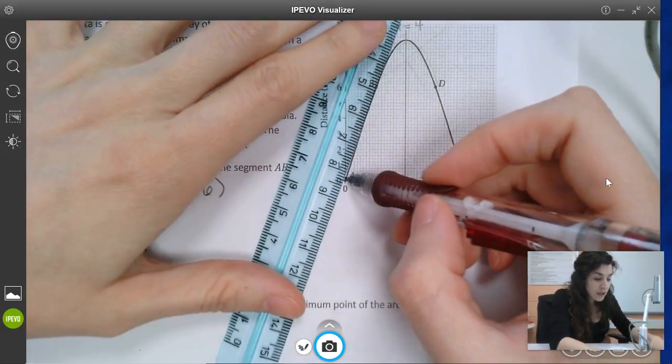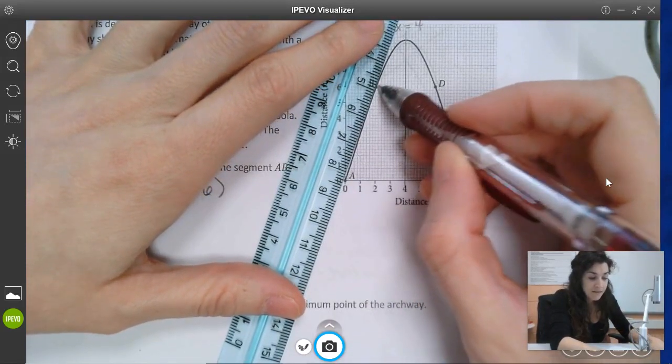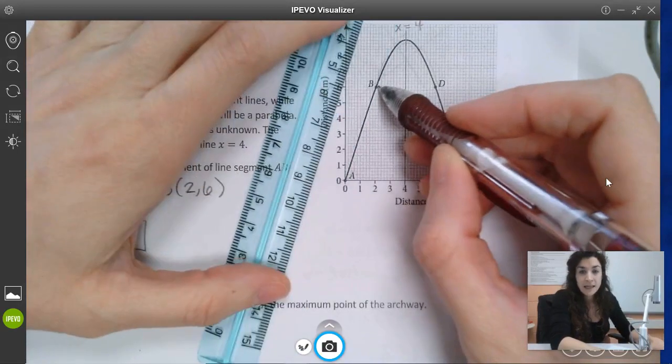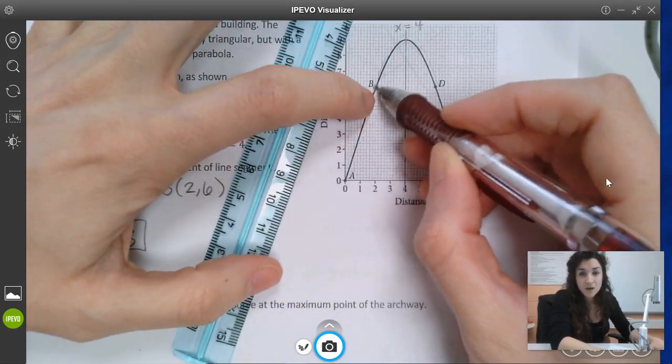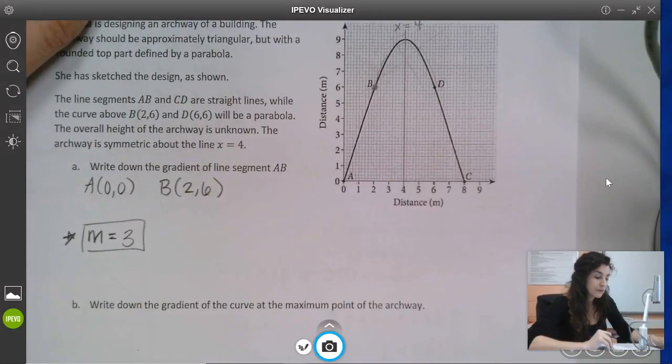So what that means is all along here we have a slope of 3. From A to B, we have a slope of 3. That means at point B, we also have a slope of 3, which is important to keep in mind later.